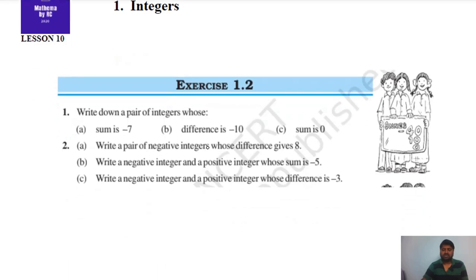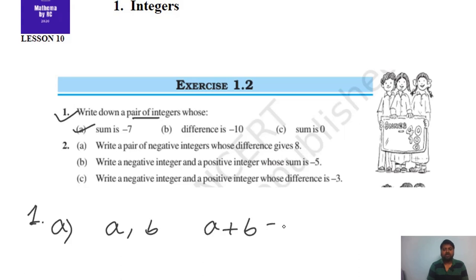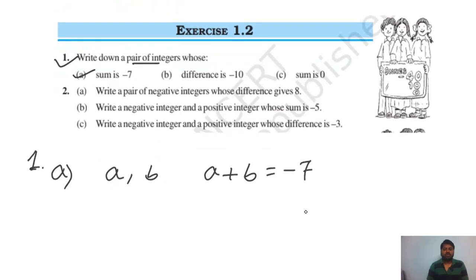See that in this exercise 1.2, write down a pair of integers, that means two integers whose sum is -7. Here the result is given, but we form the question. That means a pair of integers, suppose a and b, such that the sum a plus b equals -7. So we choose a and b. How can we choose them so that the summation of a and b gets -7?